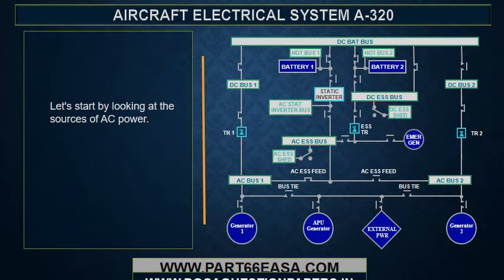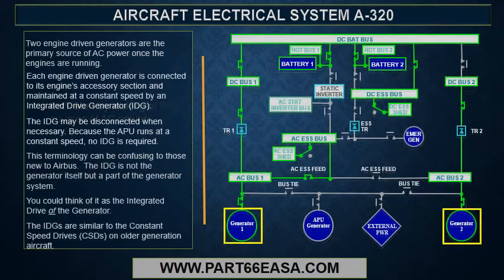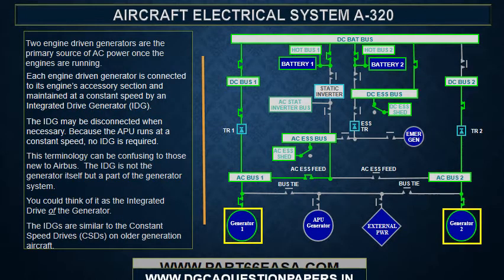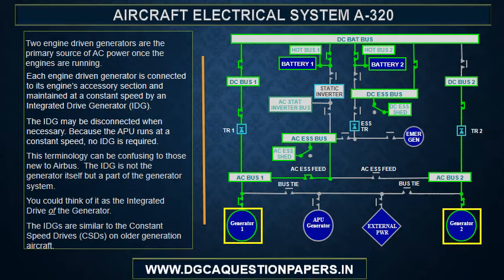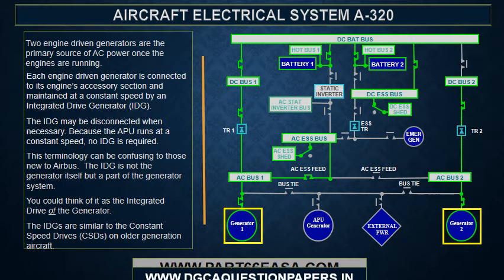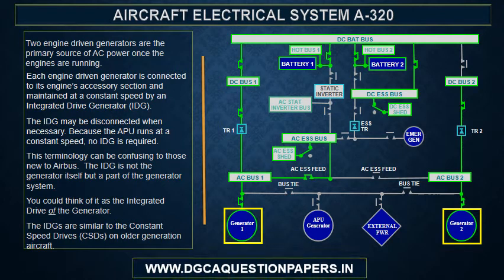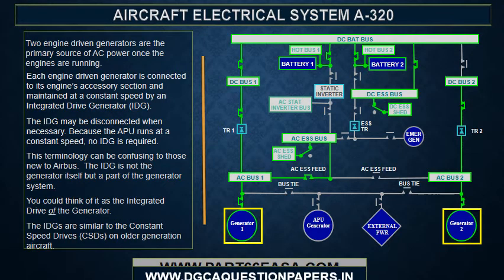Let's start by looking at the sources of AC power. Two engine-driven generators are the primary source of AC power once the engines are running. Each engine-driven generator is connected to its engine's accessory section and maintained at a constant speed by an integrated drive generator. The IDG may be disconnected when necessary.